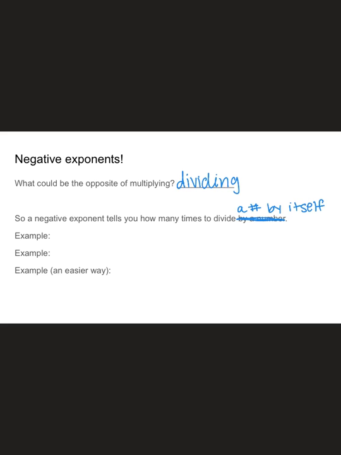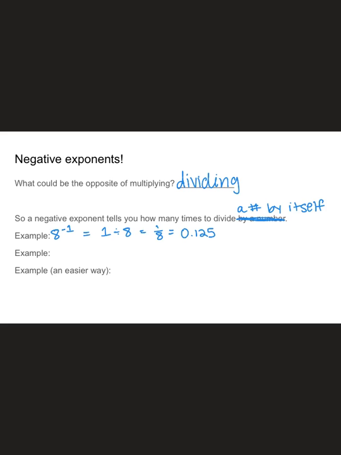So first example, we could have 8 to the negative first power. And what that is going to tell us is it would be the same thing as doing 1 divided by 8, which is 1/8, or 0.125, or 125 thousandths.